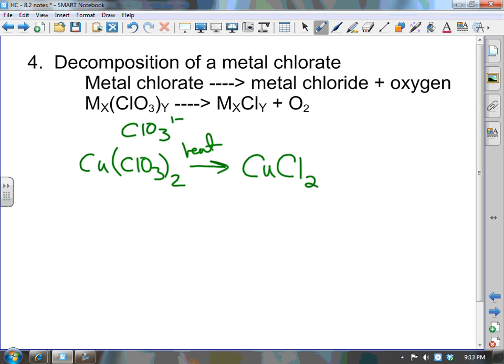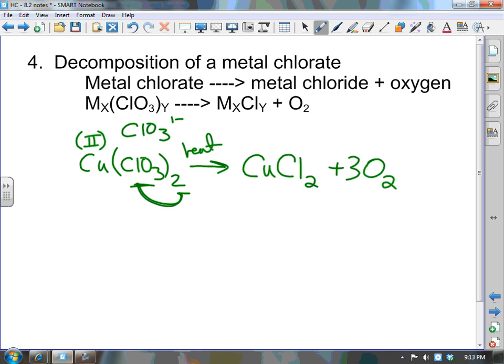Copper 2 is a 2 plus. Again, I'm putting the Roman numeral 2 up here just for a reminder. The question would tell you which copper. Otherwise, you can pick one if you're just doing it for an example. So what's going to happen here is when we heat it, all the oxygens break off by themselves in pairs, and the copper stays with the chlorine. If we look here, we have 2 chlorines and 6 oxygens. So we put a 3 out in front.